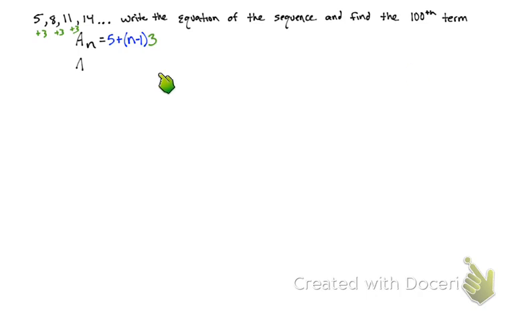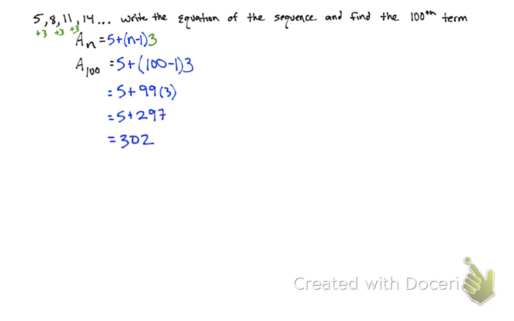Now we're going to use this formula that we just wrote to find the 100th term. So we're going to substitute n for 100. So a of 100 equals 5 plus 100 minus 1 times 3. 99 times 3 is 297, plus 5 is 302. So the 100th term is 302.